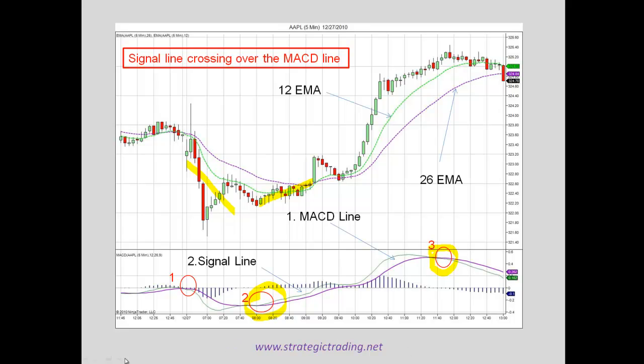So that is it for our second indicator or the second element of the MACD indicator that we like to look at, the signal line crossing over the MACD line.